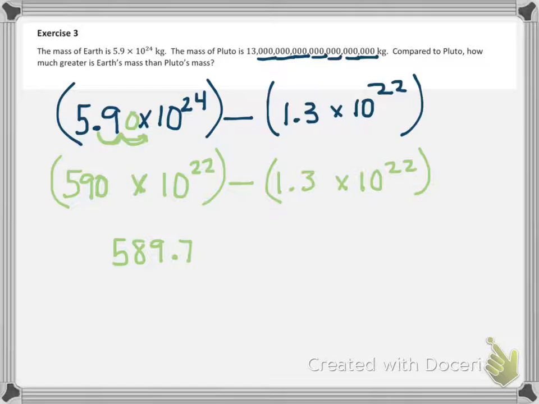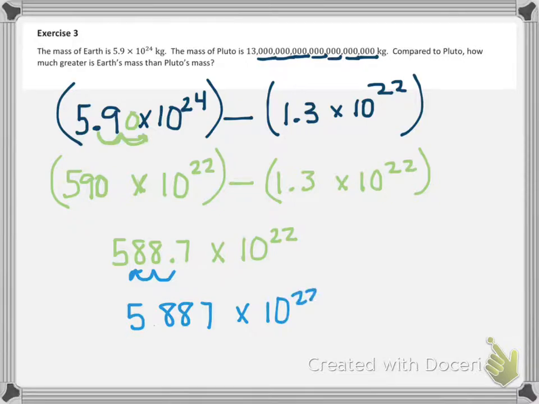588.7. And then I can just use my 10 to the 22nd power. So 588.7 now is not in scientific notation, so I need to move my decimal back 2 places, and this is going to be 5.887 times 10 to the 22nd power.